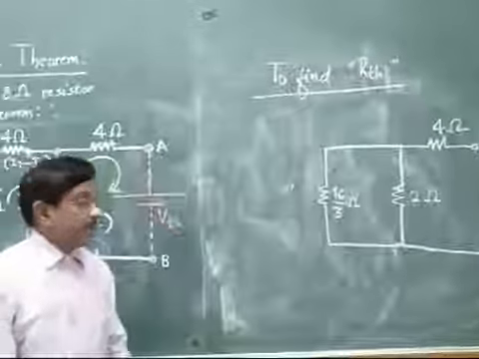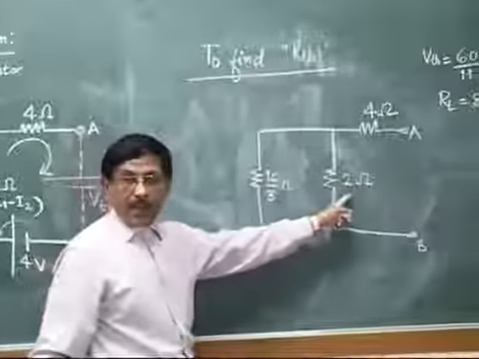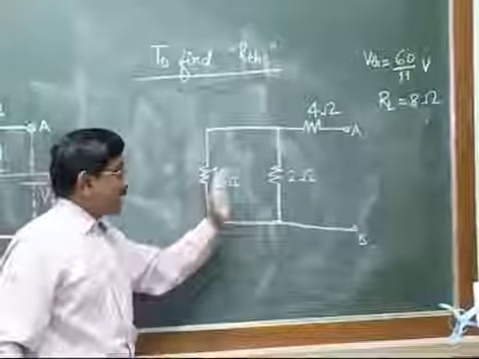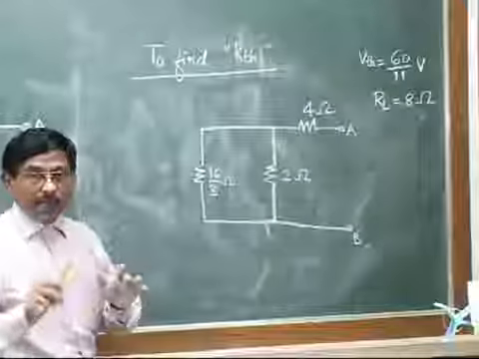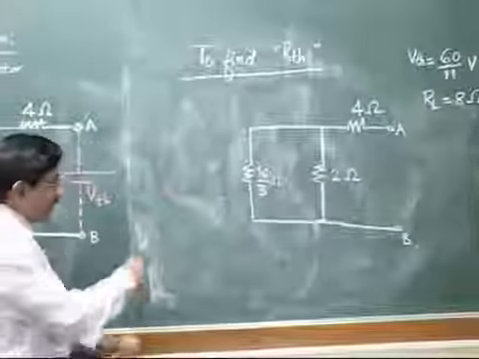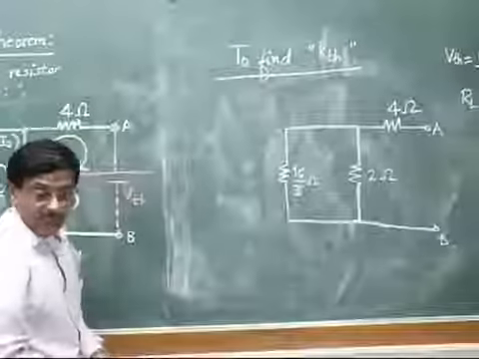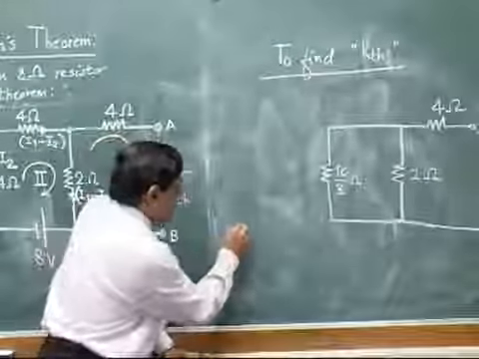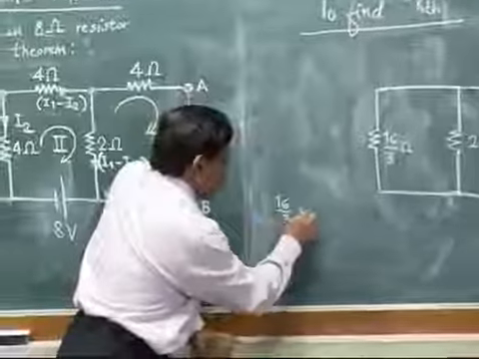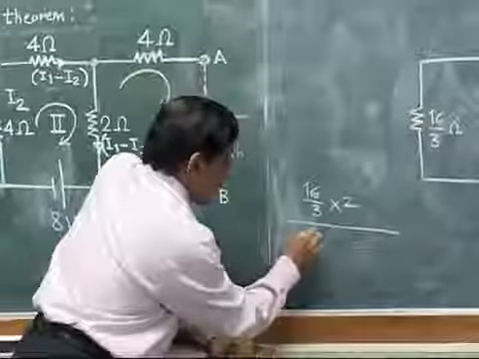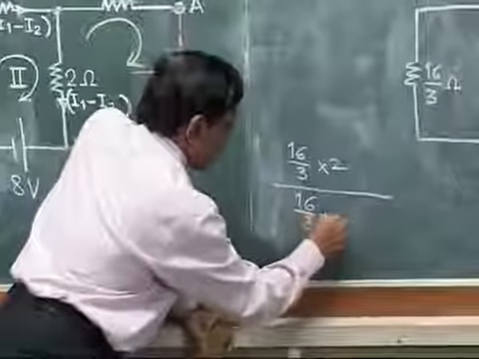Further we have to simplify. Now 16 by 3 in parallel with 2. So again, as they are in parallel, R1 R2 divided by R1 plus R2. Just here I will make simple or rough calculations. So R1 R2 is 16 by 3 into 2 divided by the addition, 16 by 3 plus 2.